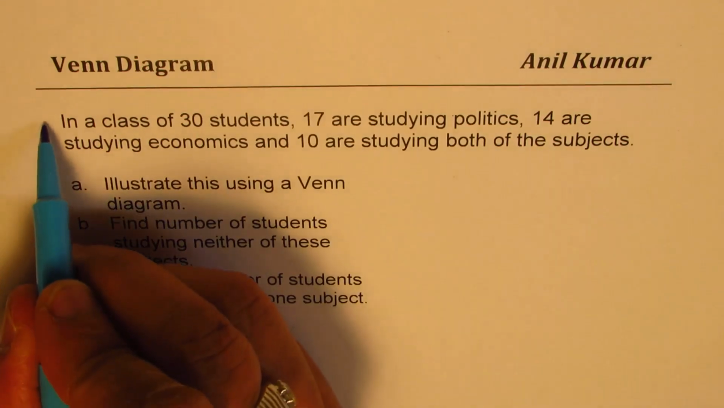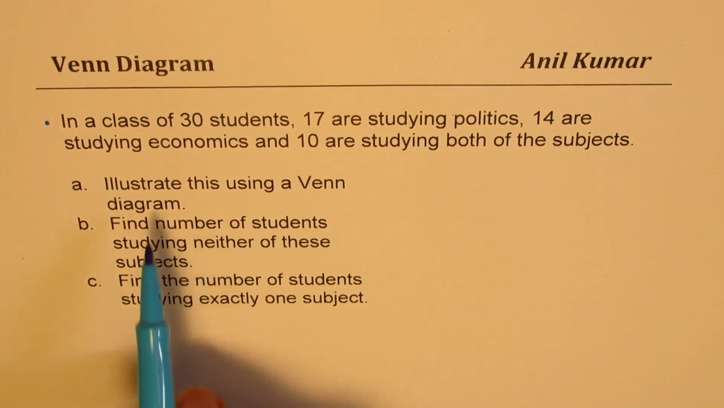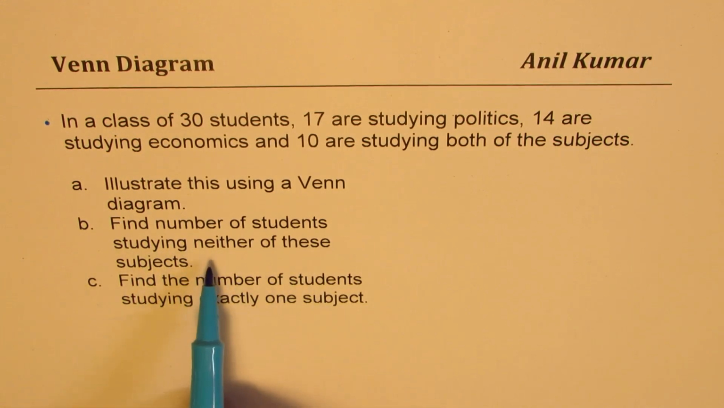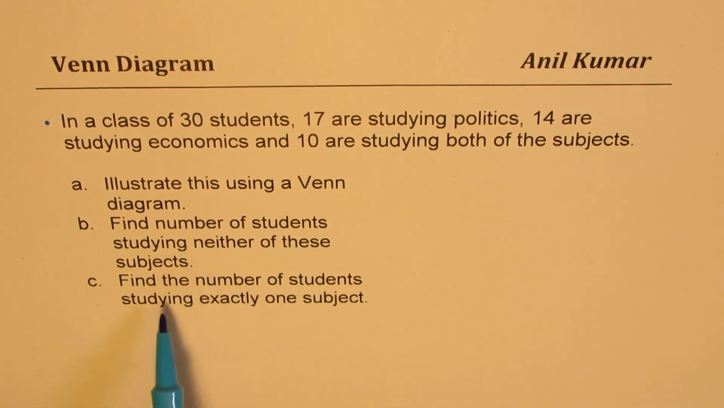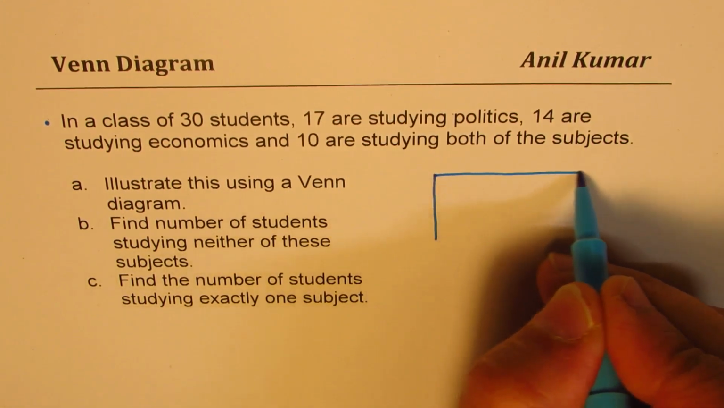Perfect. The question here is, in a class of 30 students, 17 are studying politics, 14 are studying economics, and 10 are studying both of the subjects. Illustrate this using a Venn diagram. Find the number of students studying neither of these subjects. Find the number of students studying exactly one subject. So let's first create the Venn diagram.